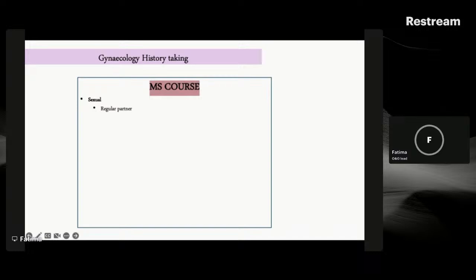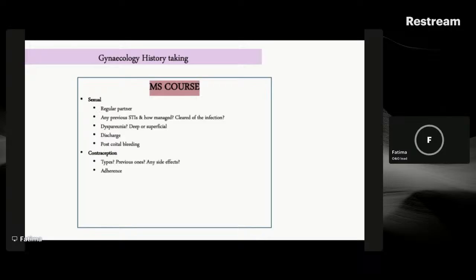Then in terms of the sexual history, you're asking them, do they have regular partners? Any previous STIs? And if so, how were they managed? Were they cleared of the infection? Did they do a test after they were treated? Any dyspareunia, which is pain during intercourse? And if so, is it deep or is it superficial? Any discharge? Any postcoital bleeding?